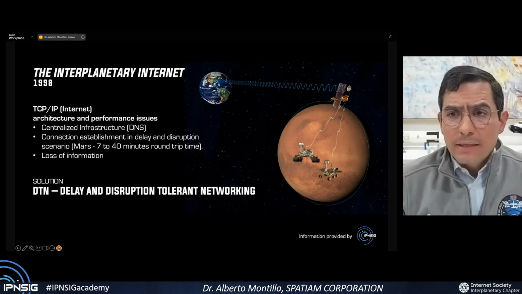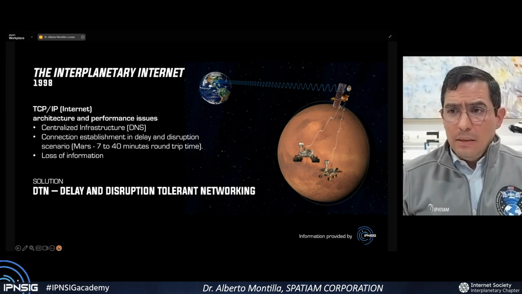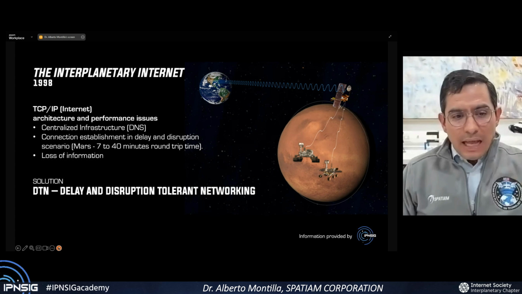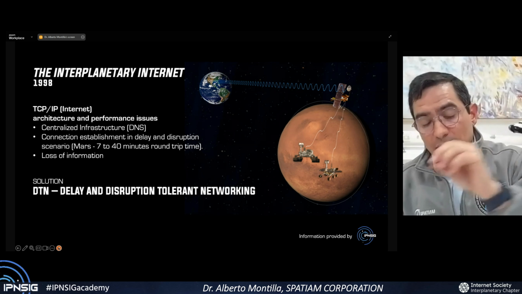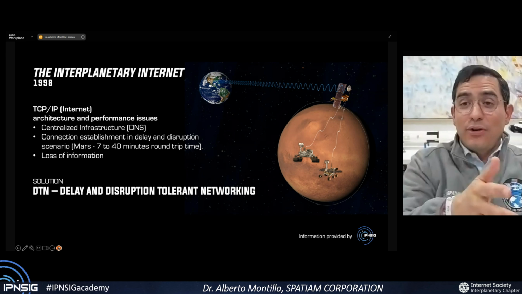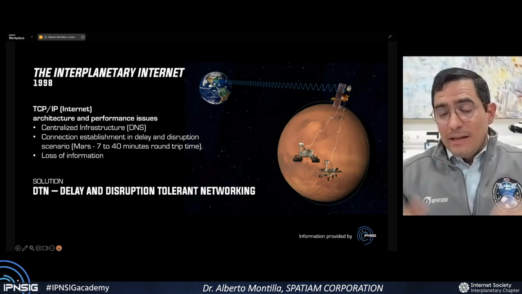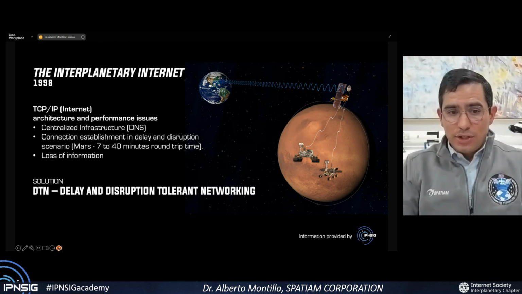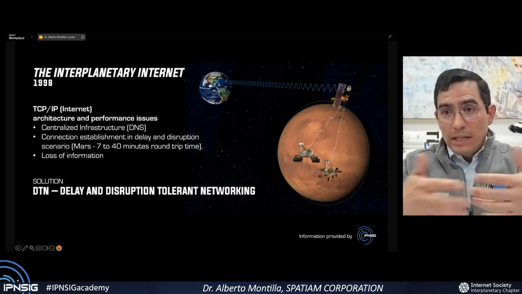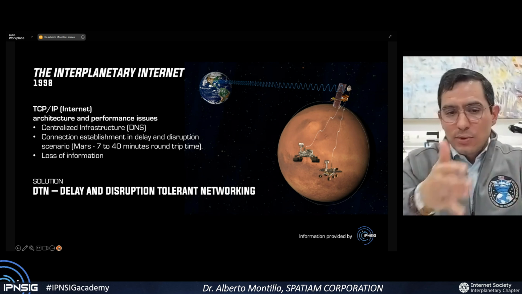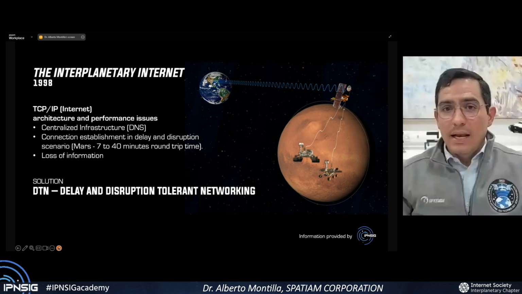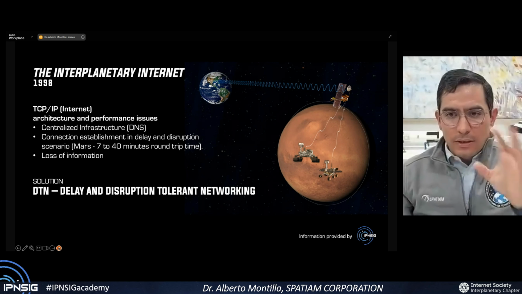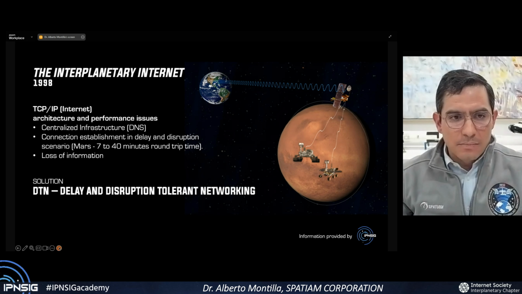The solution to that was named delay and disruption tolerant networking. Very easy, right? We already saw that the two main effects that space has on communications are delay and disruption. So let's build an architecture that is tolerant to these effects so that we can have a network with reliable transfer of data across any endpoint at interplanetary distances.